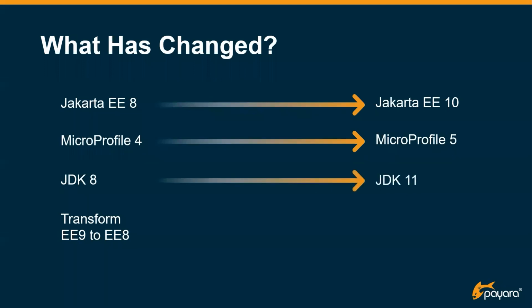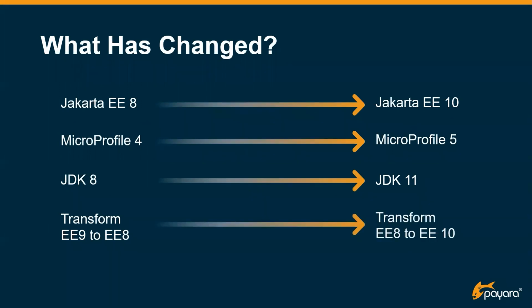Now JDK 8 is changing to JDK 11. What that means is that both the compile version and the minimum runtime version of Java that you need to use to run Payara Platform have changed, from JDK 8 in Payara Platform 5 to JDK 11 in Payara Platform 6. And then the last thing, the Java EE Transformer has now switched. It now transforms EE 8 applications to EE 10. So these are the 4 crucial changes.